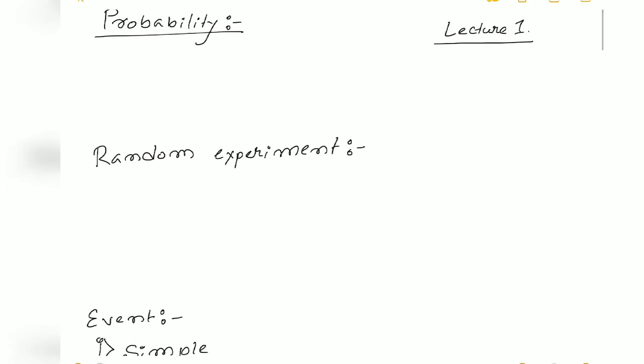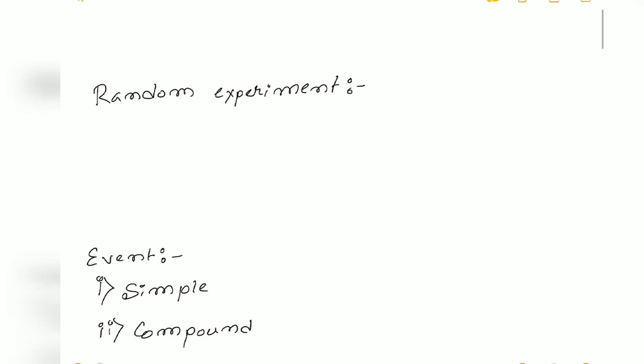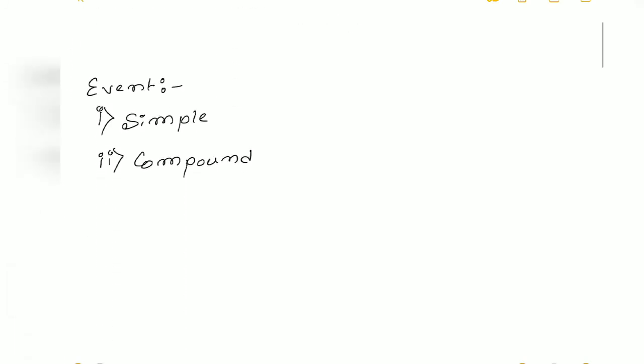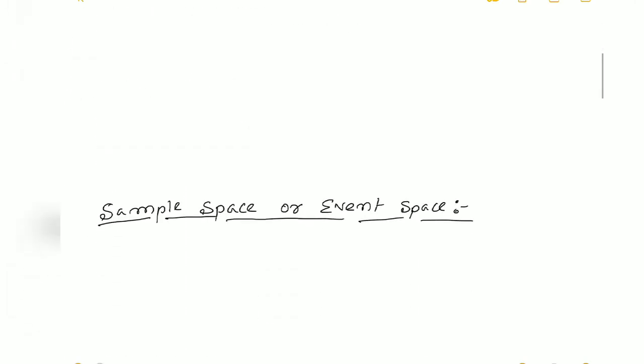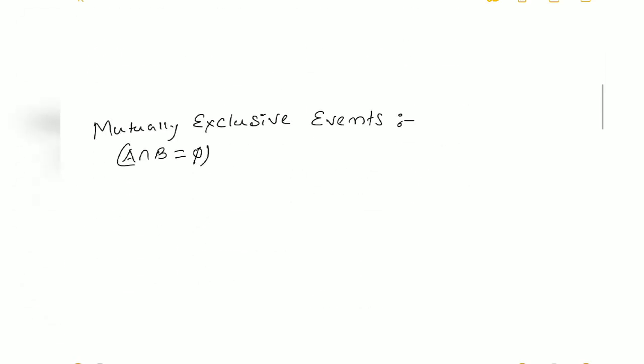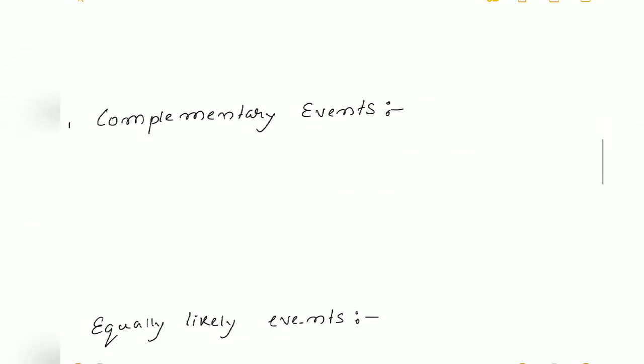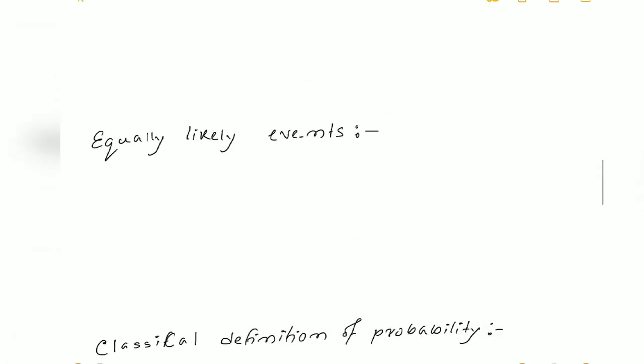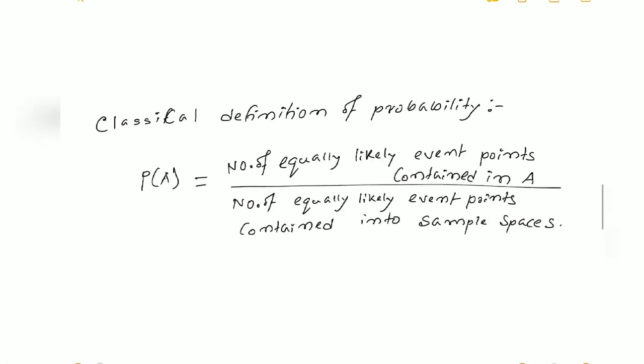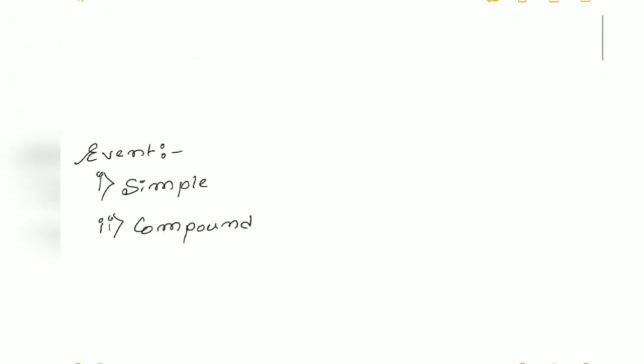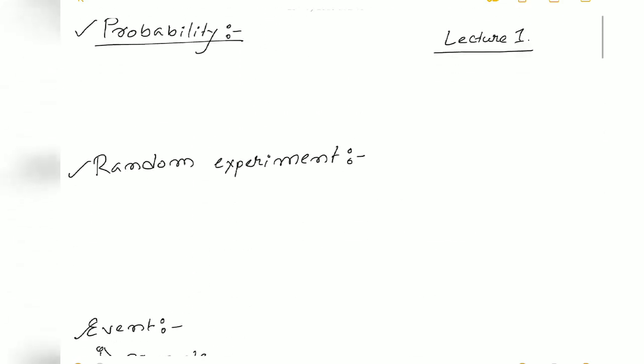So in this lecture 1 we'll read about what is probability in general language, then we'll see some terms related to it, which are the random experiment, then we'll see events, then sample space or event space, then mutually exclusive events, then impossible or certain events, and then some complementary events, then equally likely events, and like this we'll go on. Okay, now let's start with probability.